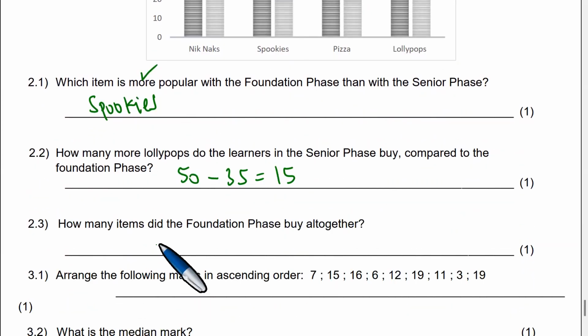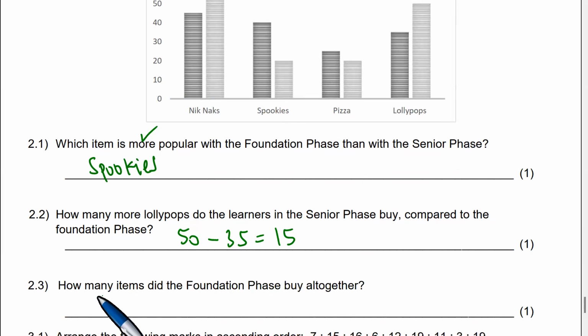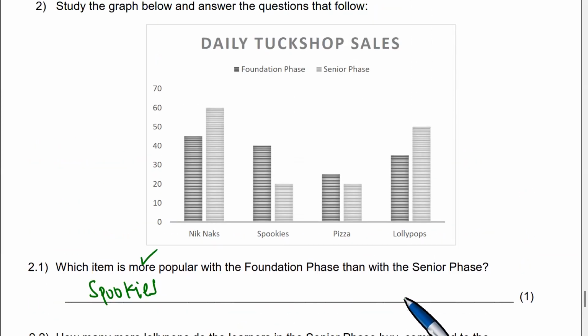How many items did the foundation phase buy altogether? What do you think?